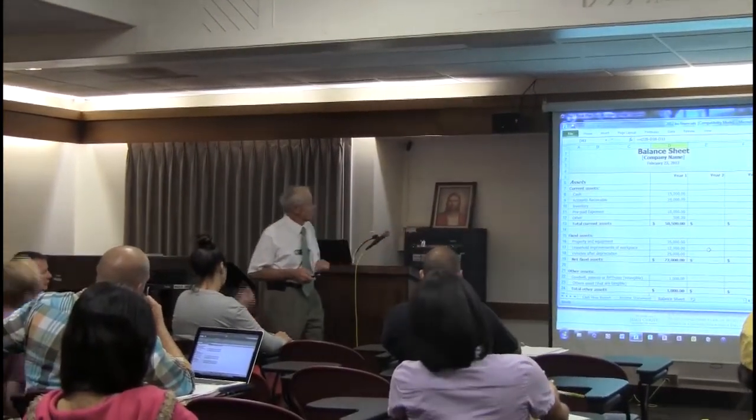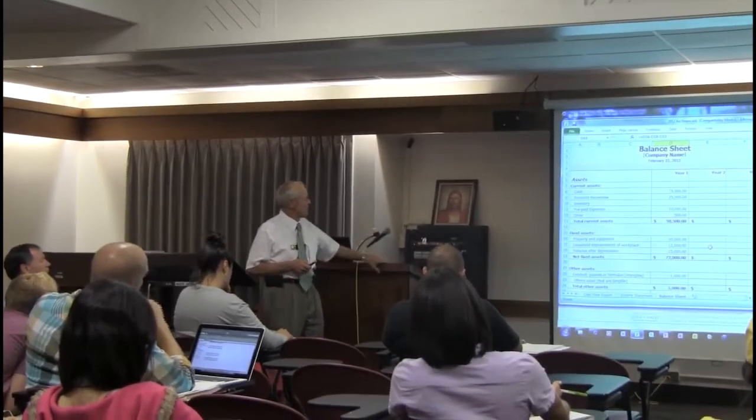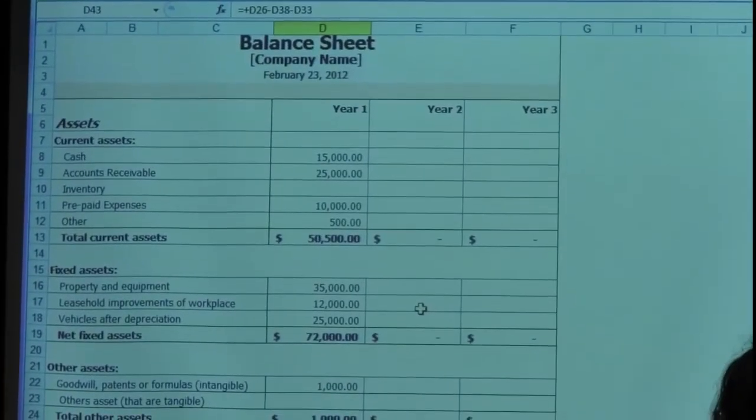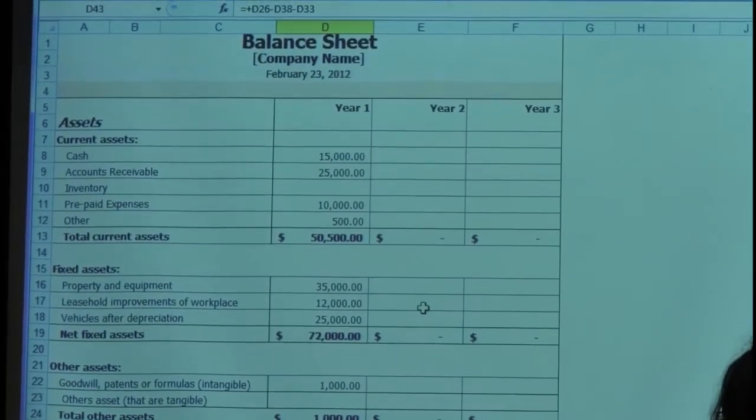The inventory, that's self-explanatory. Prepaid expenses, what would that be? Could be insurance. You pay for insurance sometimes in advance, and so it becomes an asset because if you turn your insurance back in, you get part of your premium back. You could put that in there. A deposit with a vendor on some great deal the vendor's going to give you, but he wants a deposit to make sure that you'll pay later. Property and equipment, leasehold improvements of workplace. What is that?